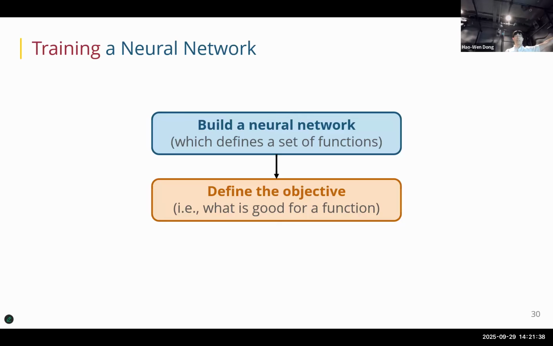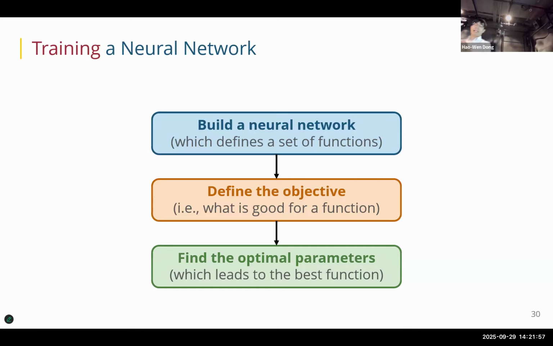Previously we talked about how we define the objective. For stock price, we could see how good it is, how far away it is from the actual value. Think about dog and cat classification: we can look at the accuracy to define what is good for the function. And then what we want to do is find the optimal parameters, which lead to the best function.